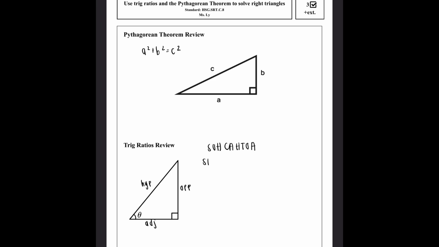So the S stands for sine of theta, which equals opposite over hypotenuse. The C stands for cosine of theta, which equals adjacent over hypotenuse. And lastly, the T stands for tangent of theta equals opposite over adjacent.